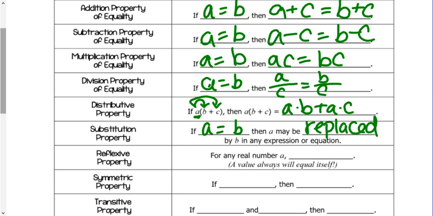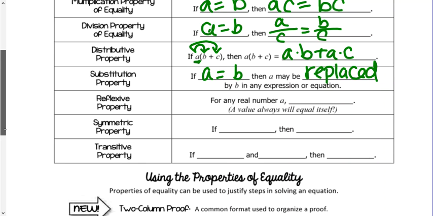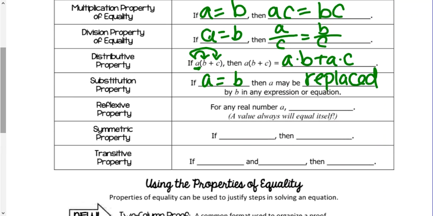Now the reflexive property. This states that for any real number A, A is equal to A. So a value will always equal itself. For the reflexive property, think of it like your reflection. You look the same. So A is equal to A. That's all we got there.